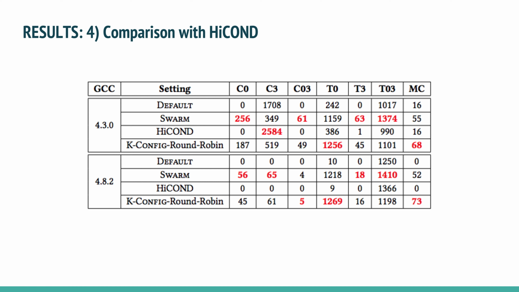HiCOND relies on a set of bugs generated by the default Csmith to search for the optimal configuration. As default does not trigger any crashes or miscompilation on GCC 4.8.2, we therefore could not compute a new configuration beyond GCC 4.8.2. Therefore, we only compare kconfig and HiCOND in these two versions of GCC.